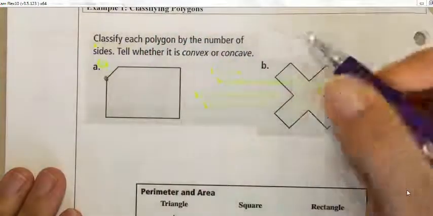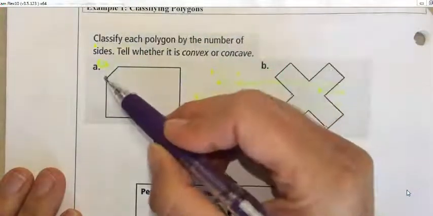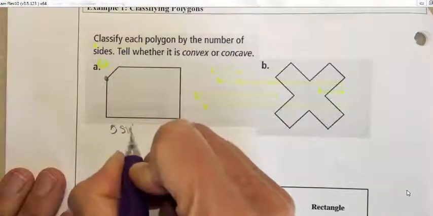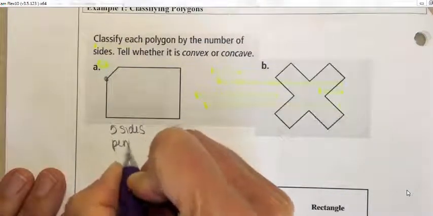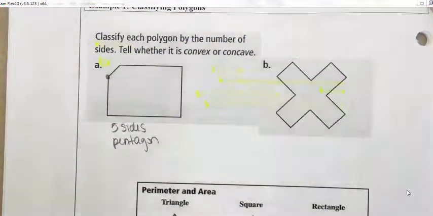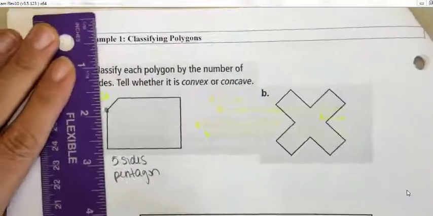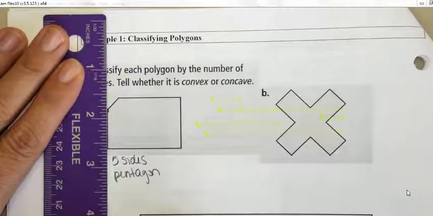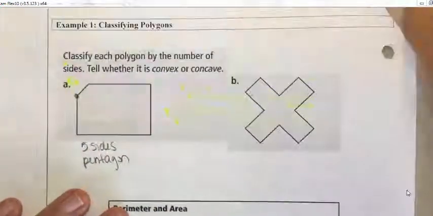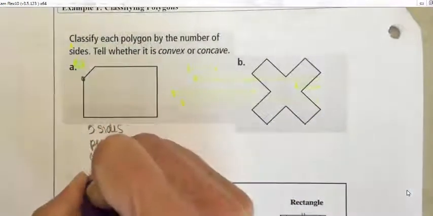Sometimes it's nice to put a point where you're starting. So this is 1 side, 2 sides, 3 sides, 4 sides, 5 sides. So 5 sides means that it is a pentagon. Now, is it concave or convex? Take your ruler along the sides and think about a line going along these sides. Would any of those lines ever go into the inside of the polygon? In this case, it would not. So this is a convex polygon.